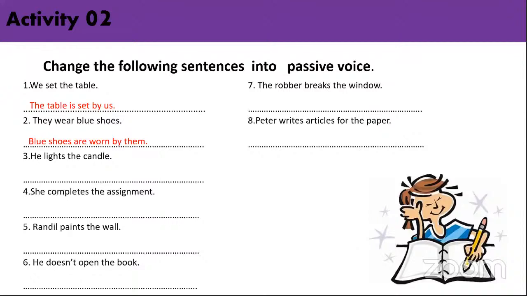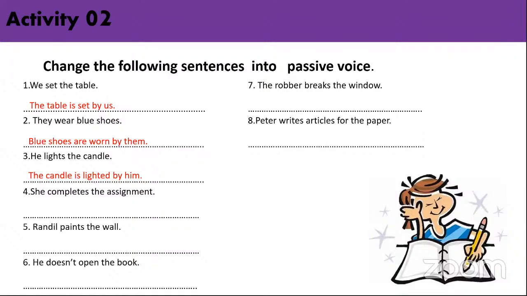Then lights. Past participle of lights, lighted. Then by phrase, you add by phrase. The candle is lighted by him. Fourth one. She completes the assignment. The assignment you have to take to the subject position. Assignment is singular. There you have to use is.